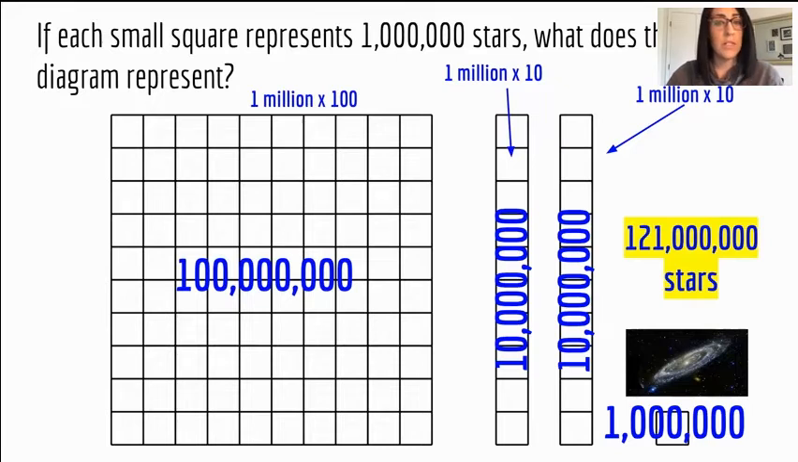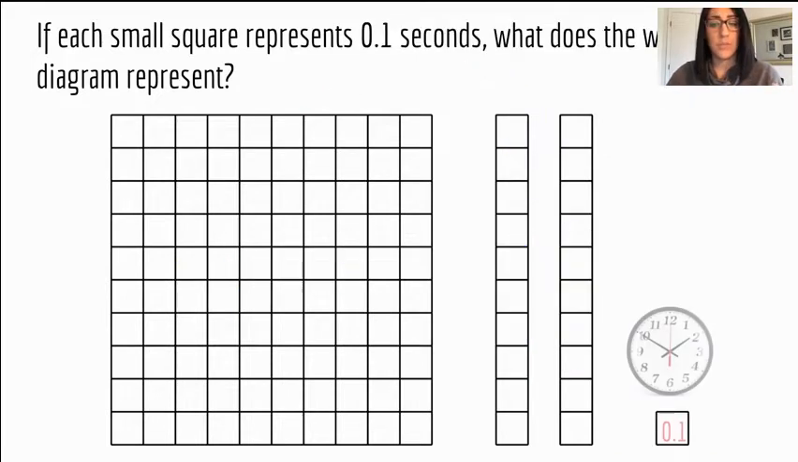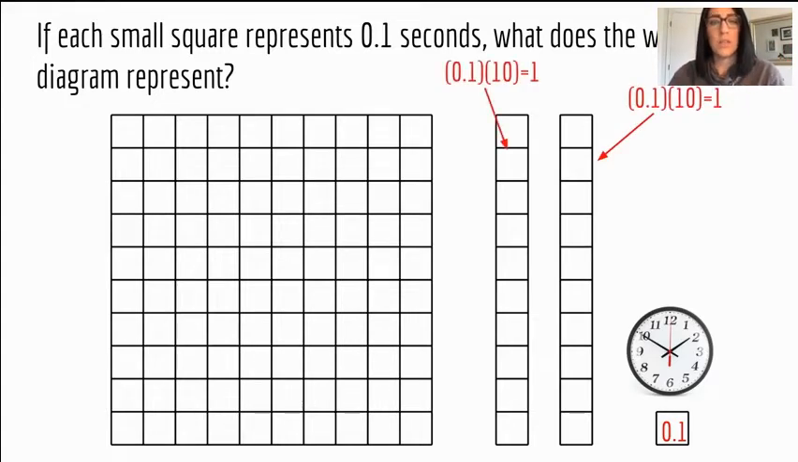Let's change it again, but let's look at something a little bit smaller. Let's think about time. Let's say that this small square represented 1/10 of a second. Well, that means that that rectangle, each of those small squares, a tenth, 1/10, 2/10, 3/10, 4/10, 5/10, 6/10, 7/10, 8/10, 9/10, 10/10, right? So that's going to be 1 whole second. Same thing with that second rectangle, which means that our big square representation would have to be 10 seconds total because there's 100 small squares. Altogether, that would represent 12.1 seconds.